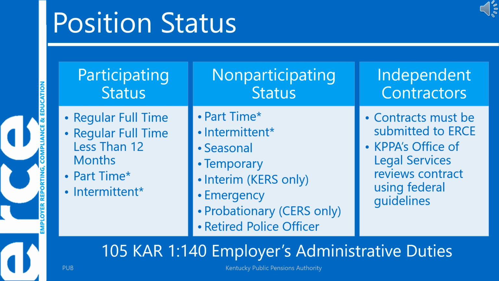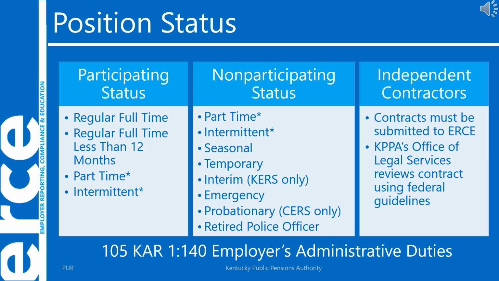The position status affects many aspects of the member's retirement account and helps KPPA maintain accuracy in reporting. The first thing it determines is whether the employee is a participating or non-participating member of KPPA. Statute and the administrative regulations determine the positions that fall into the participating and non-participating groups. To be eligible to participate, the employee must work an average of 100 hours per month over a fiscal or calendar year. An employee could be in a regular full-time, part-time, or intermittent position and qualify as participating based on the statutory definition of the term.